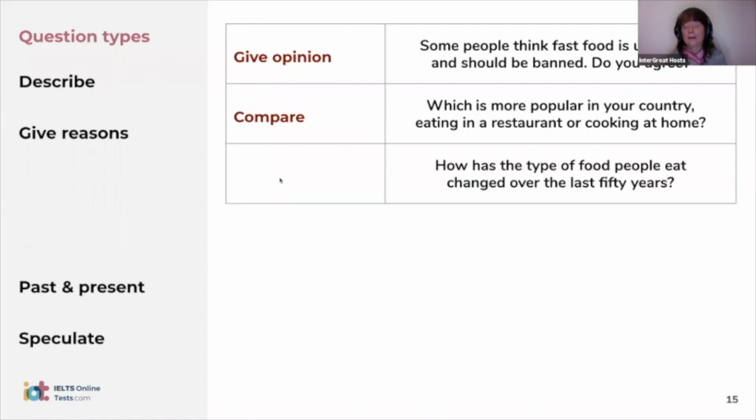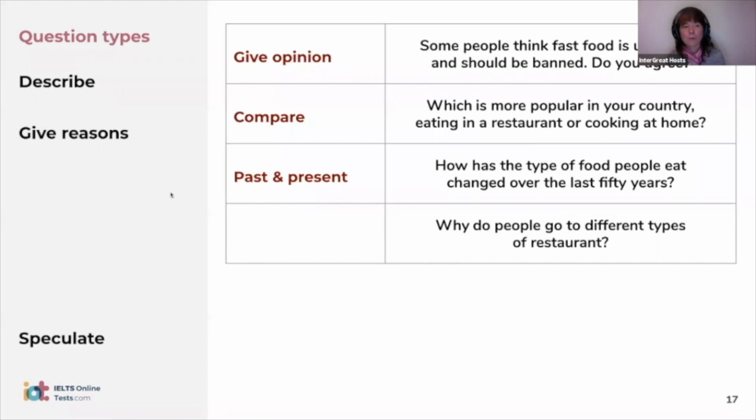Yeah, okay. Then we've got a question about the change in habits over the years. Okay, very good. Yeah. So past and present, trends, we could also call it talking about trends. And if you notice the question, it's in the present perfect, and that's a very common tense to use when you're talking about changes over time. Okay, so just bear that in mind in your answer. Okay, and then we have a why question. Okay, very good. So specifically there, we're looking at the reasons for something.